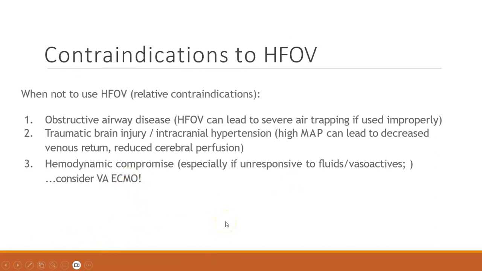Okay, so contraindications. The only true contraindications in the NICU are really going to be this: the patient is too sick to even try the oscillator, because the oscillator is using higher pressures, and so they're already getting ready to code. They're already having hemodynamic compromise. They need ECMO. We don't even need to mess around with this.